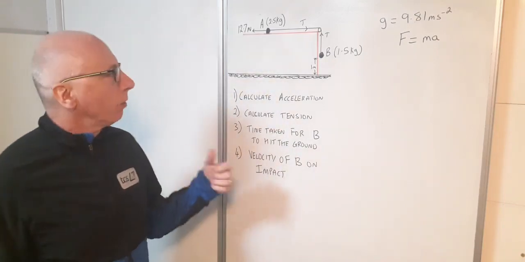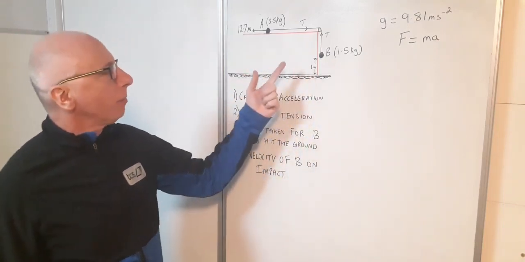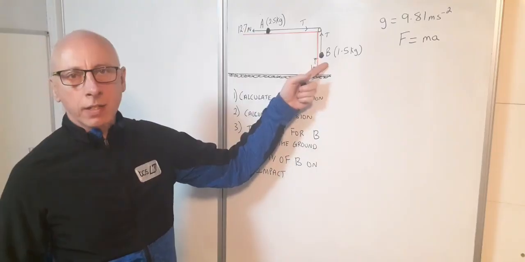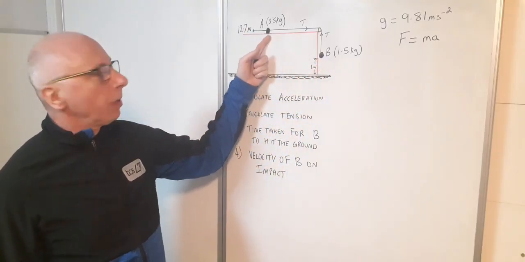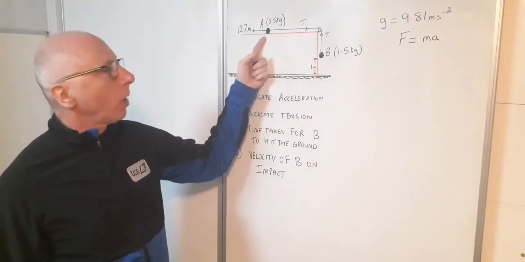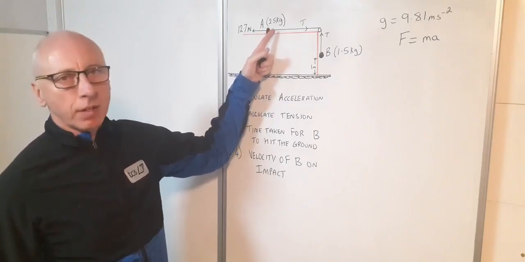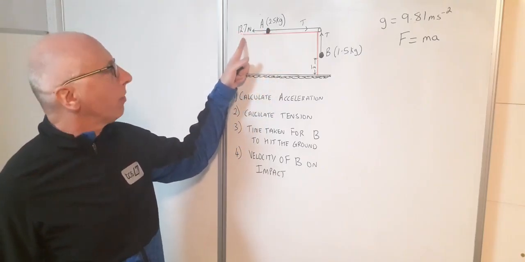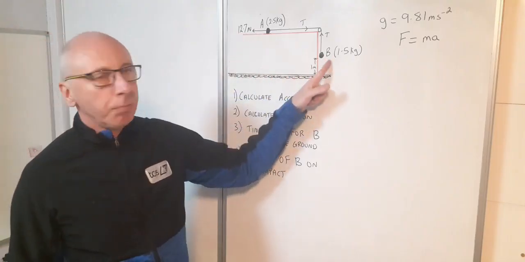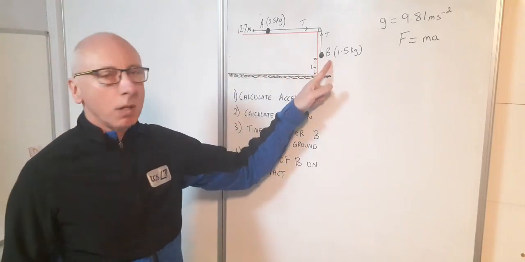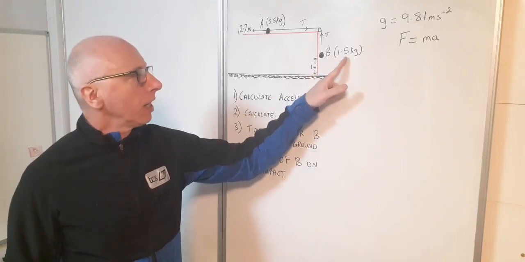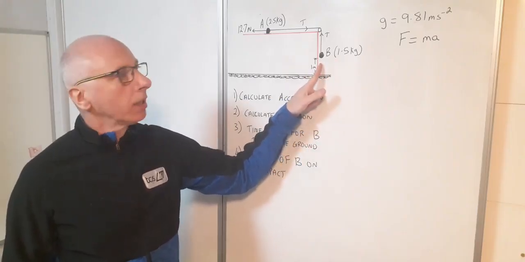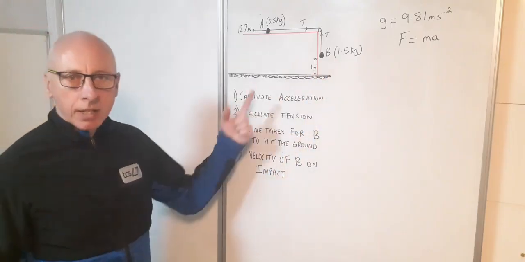So in this question, we've got a pulley system and two weights at either end. At the top, we've got weight A, which weighs 2.5 kilograms, and it's got a resistance force altogether of 12.7 newtons. Now here at point B, we've got a mass of 1.5 kilos, which is 1 metre off the ground.